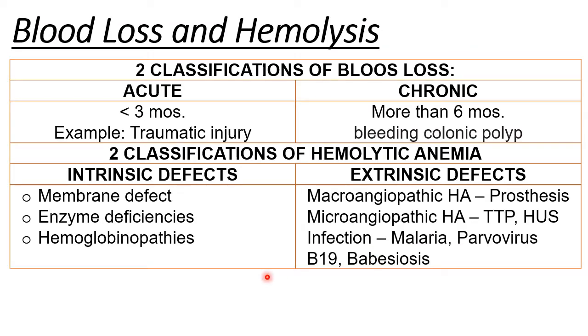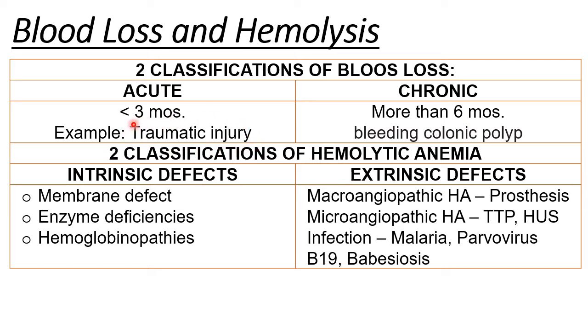Okay, next. Nakita nyo na rin to before, no? We can classify anemia based on the mechanism of blood loss and hemolysis. Unahin natin yung blood loss. We can further classify the conditions of blood loss according to timeline. Kapag less than 3 months, no, pwede natin masabi na acute blood loss yan. And example natin dyan are your traumatic injuries.